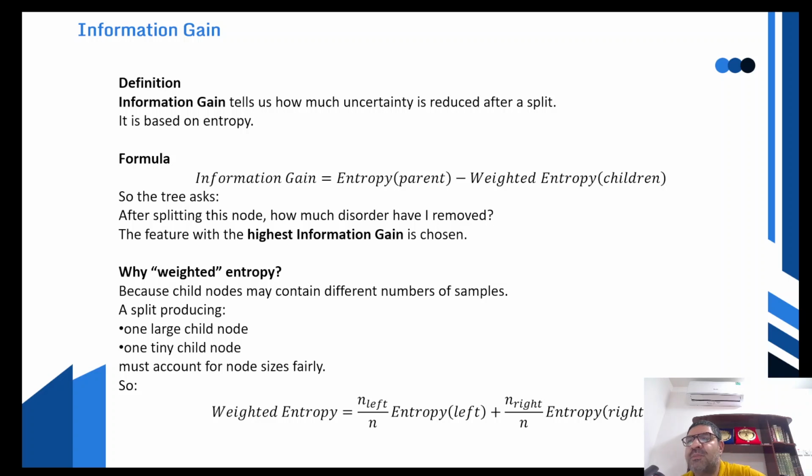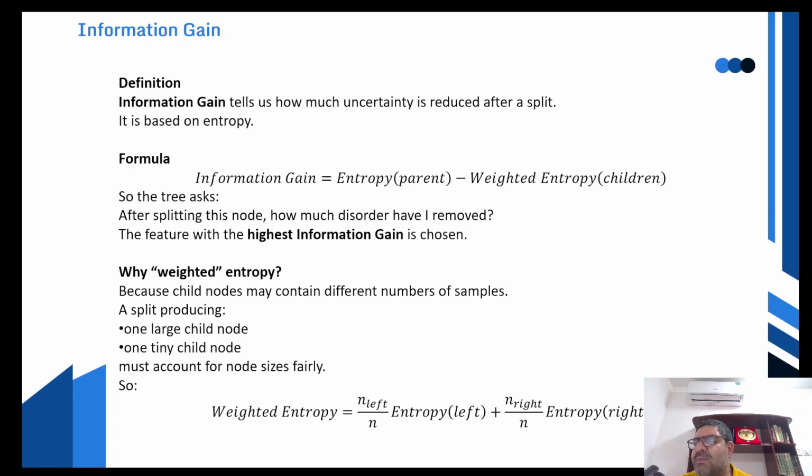It is based on entropy. So how do we calculate information gain? It is equivalent to the entropy of the parent node minus the weighted entropy of the child nodes. So the tree asks, after splitting the node, how much disorder have I removed? When I split the node, how much disorder have I removed? The feature with the highest information gain is chosen. So wherever you have the highest information gain, that particular feature will be opted for.